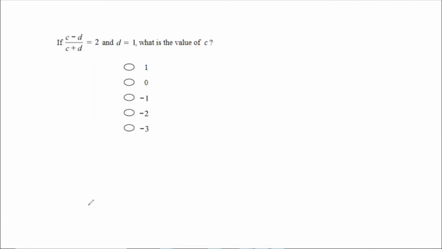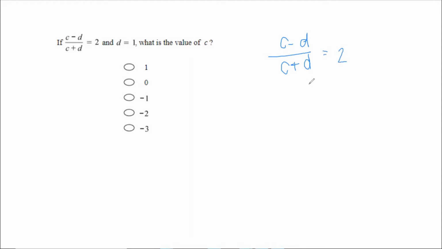All right, question 2. If (C minus D) over (C plus D) equals 2 and D equals 1, what is the value of C? So the way that we're going to figure out this question is, let's go ahead and write it over to the side. So we have (C minus D) over (C plus D) equals 2.